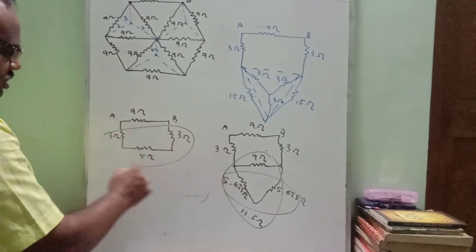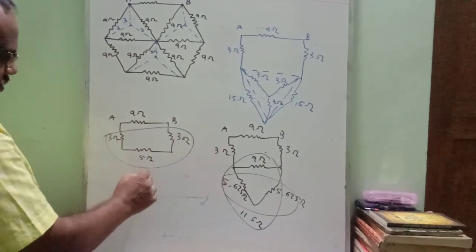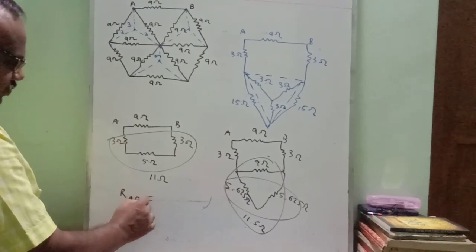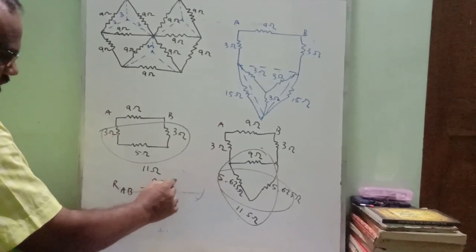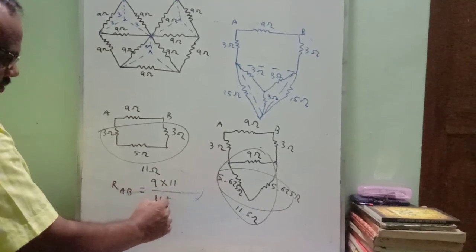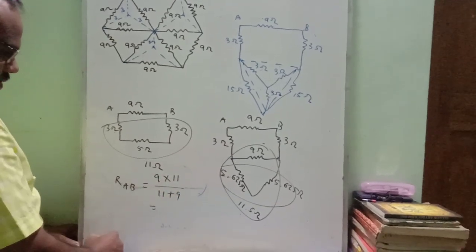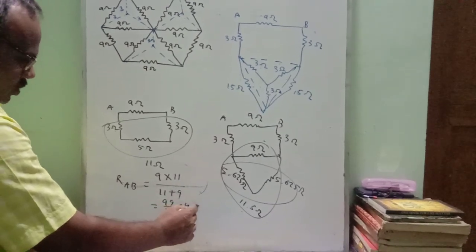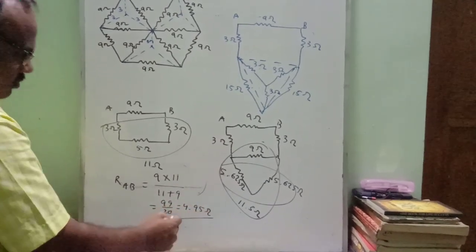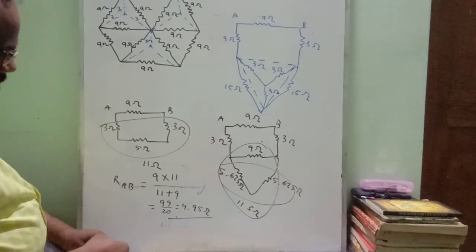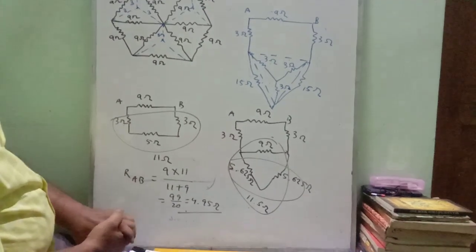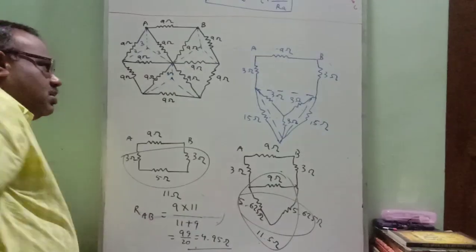Now these three are in series, so it will be 11 ohm. So the resistance between A and B is 9 into 11 divided by 11 plus 9, so that will become 99 by 20, so it is 4.95 ohm.